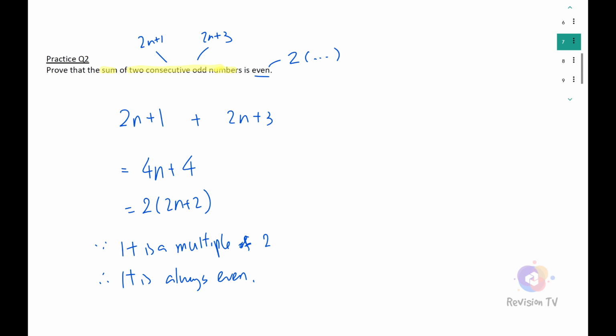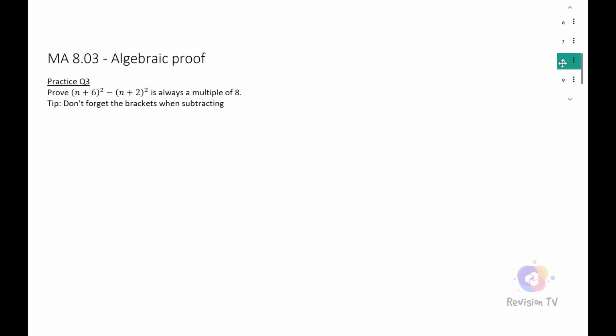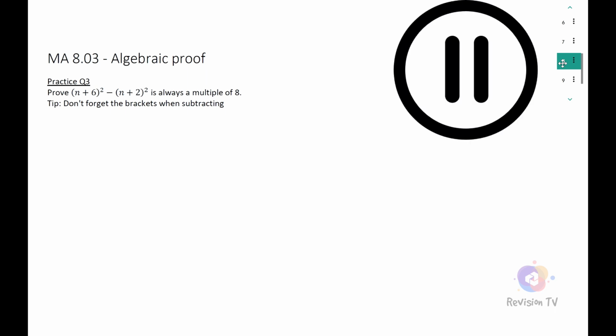Here's the answer. Quite straightforward. 2 consecutive odd numbers, 2n plus 1 and 2n plus 3. Sum means add them up. It's even, so factorize the 2 out. And there you go. Here is practice question 3. Pause the video again and have a go at the question. When you're ready for the answer, you can press play.